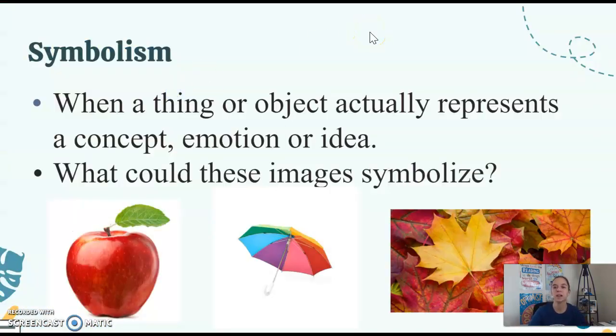Next is symbolism. We talked a lot about this in class. So when we have an object or a thing that represents more than itself, that's going to be symbolism. If we were in class, I'd have you guys have a discussion about what each one of these could symbolize. So we have an apple, an umbrella, and some fall leaves. So take a moment to yourself. Think about what they could represent bigger than themselves.